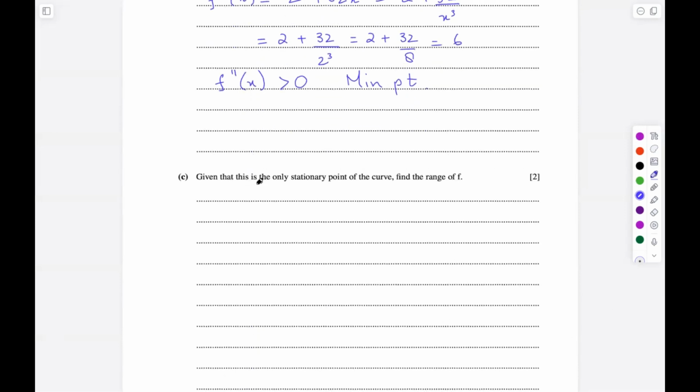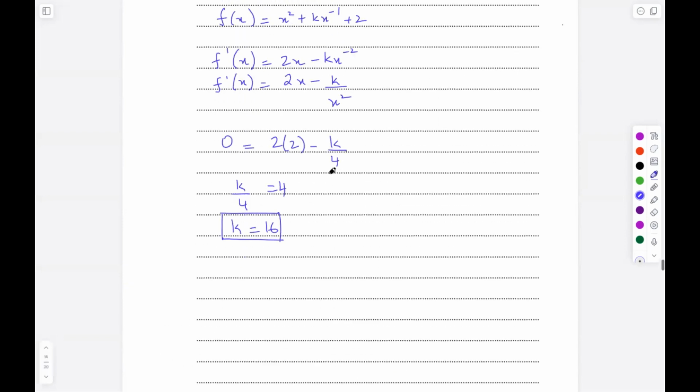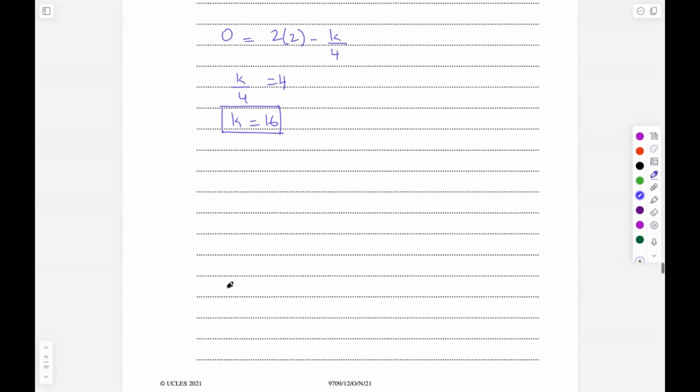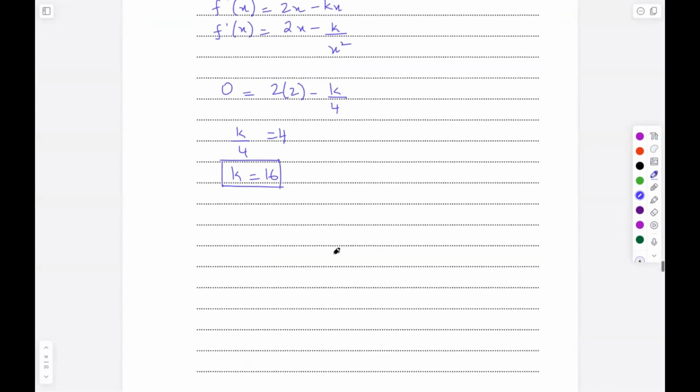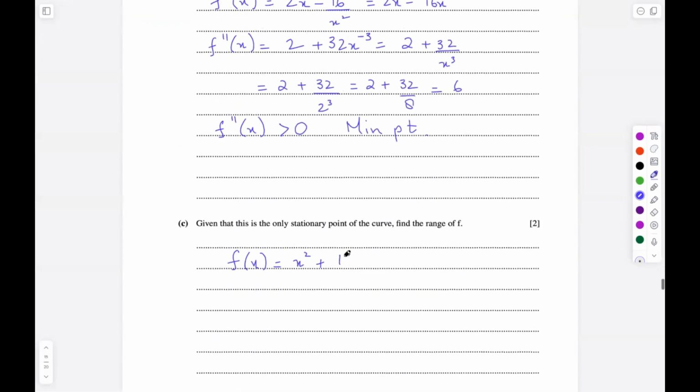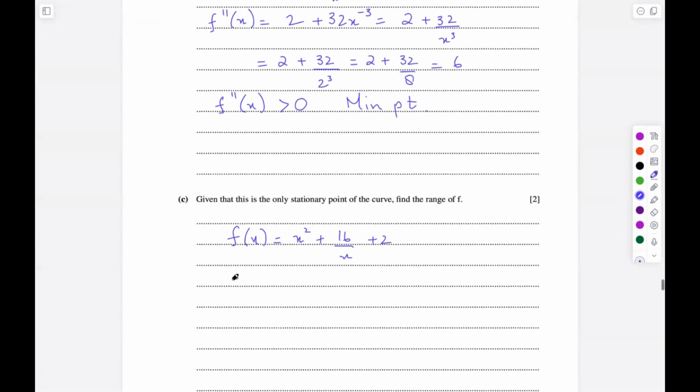In part C, it is saying, given that this is the only stationary point of the curve, find the range of f. Now, from the expression, we know that the minimum point was at x equals to 2, and f of x was x square plus k upon x, so that will be 16 upon x plus 2. Now the minimum point was at x equals to 2, so to find the range of f, as it is a quadratic function and it has a minimum point, so we have this x value, and for the range we have to find the y value.